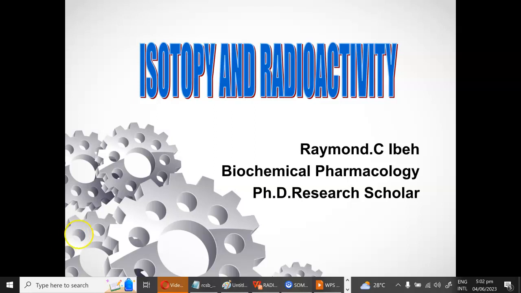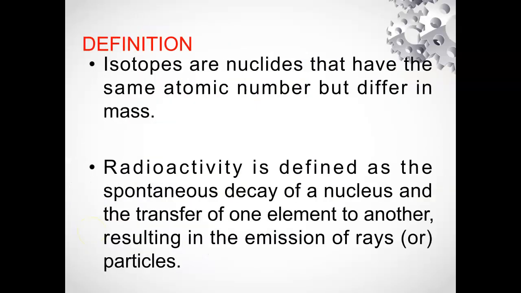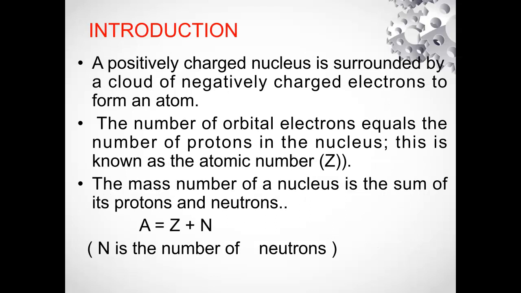Now let's look at the nature of an atom. A positively charged nucleus is surrounded by a cloud of negatively charged electrons, usually called the electron cloud, to form an atom. The number of orbital electrons is equal to the number of protons in the nucleus. This is known as the atomic number, denoted as Z. The mass number of the nucleus is the sum of the protons and neutrons. That will give us the mass number for an atom.